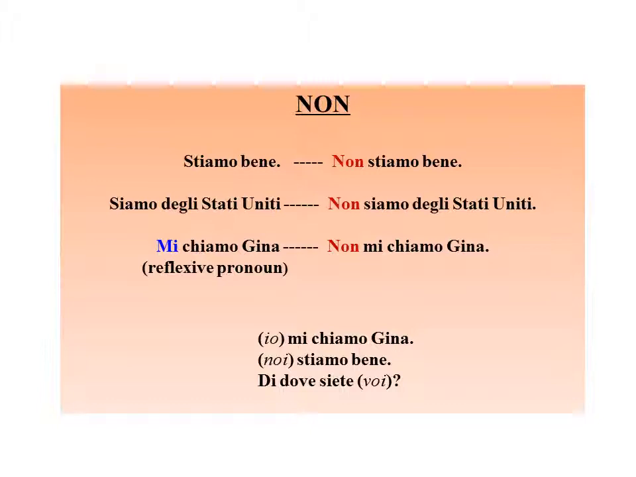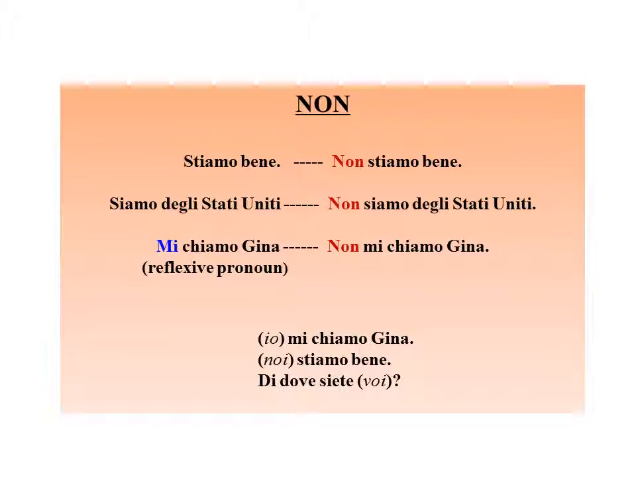When negating statements in Italian, the word non is used, and it is usually inserted in front of the conjugated verb. Some examples. We are well is stiamo bene. We are not well is non stiamo bene. We are from the United States is siamo degli Stati Uniti. We are not from the United States is non siamo degli Stati Uniti.